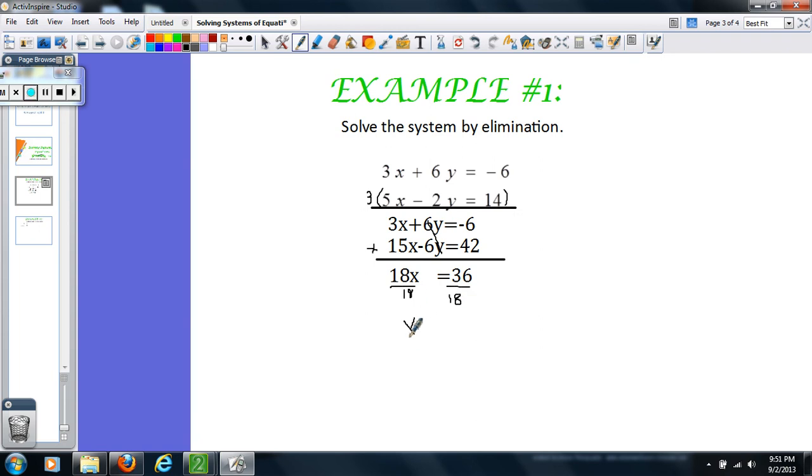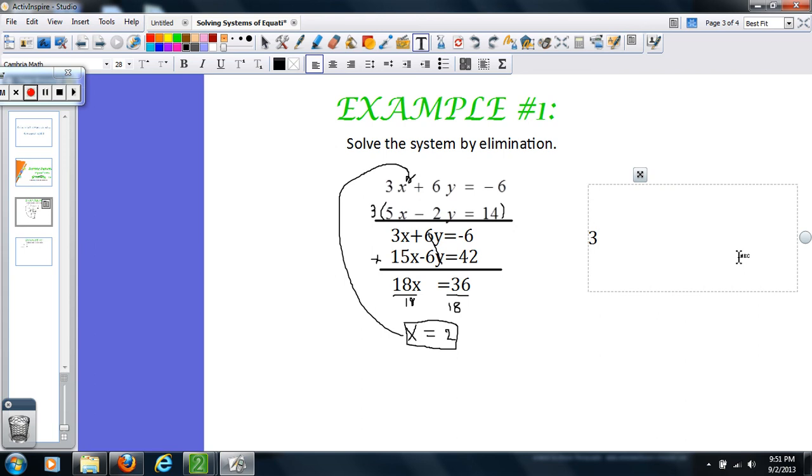And I get x equals 2. Now I got x equals 2, but I'm not finished quite yet. So I am going to take this and plug it back in up here to see what y is.